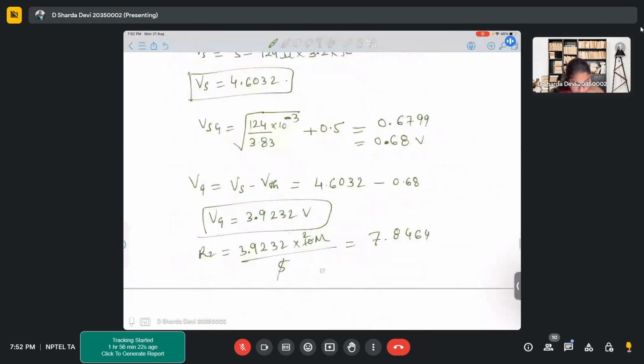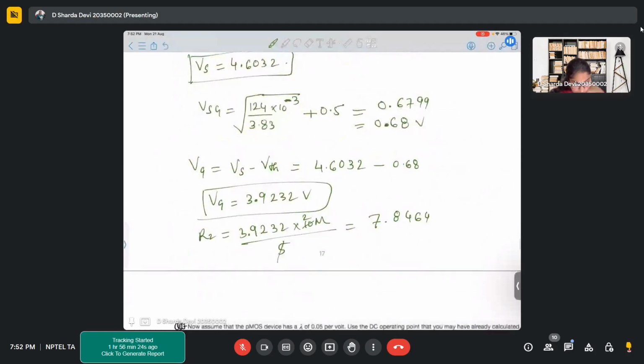Yeah, so by solving this, the values that we are getting are 7.8464 mega ohms, and the remaining will be for R1, that is 2 mega ohms. So that is the value that we are getting.